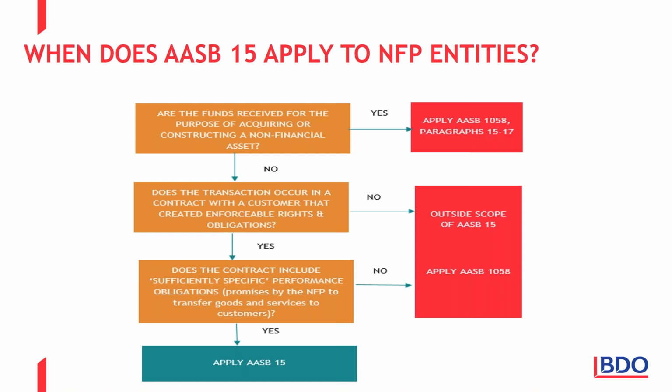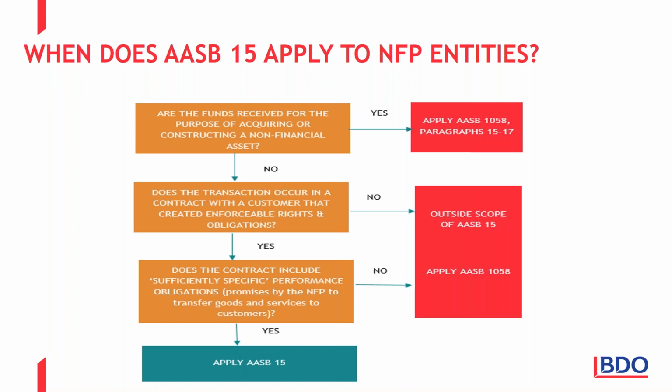If you say, no, I haven't received funds for the purpose of acquiring or constructing a non-financial asset, your next question is, does the transaction occur in a contract with a customer that created enforceable rights and obligations? So if you say no, you are outside the scope of AASB 15 and you have to go and look at AASB 1058. However, if you say yes, there's another hurdle for you to jump before you can apply AASB 15.